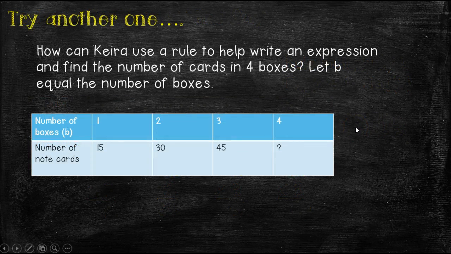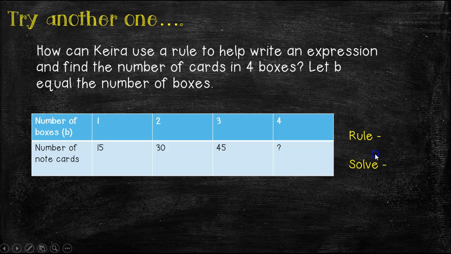So here's another one. How can Kira use a rule to help write an expression and find the number of cards in 4 boxes? Let B equal the number of boxes. So we're going to do the same thing that we did before, and we're going to look and see, okay, for 1 box, there are 15 note cards. For 2 boxes, there are 30. For 3 boxes, there are 45. So what kind of expression would you write to show how many note cards are in 4 boxes? Remember to show B as your number of boxes.